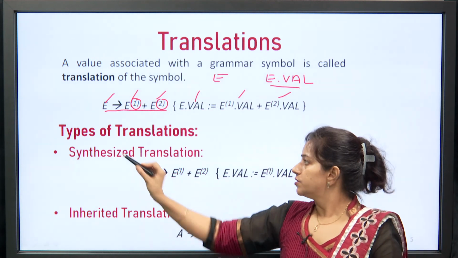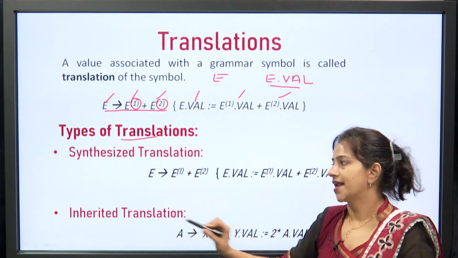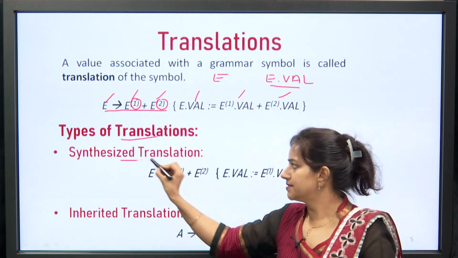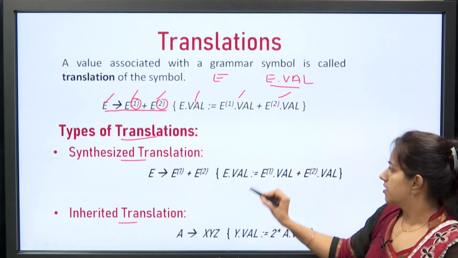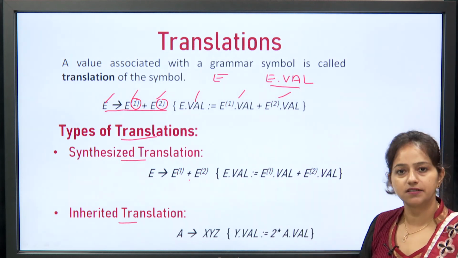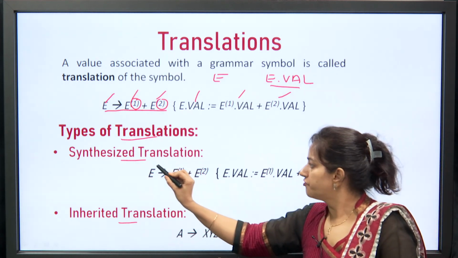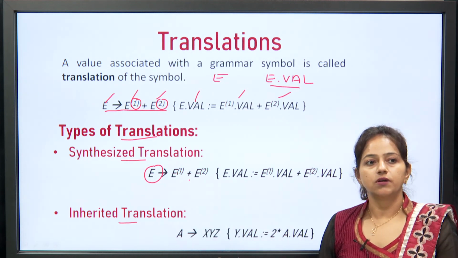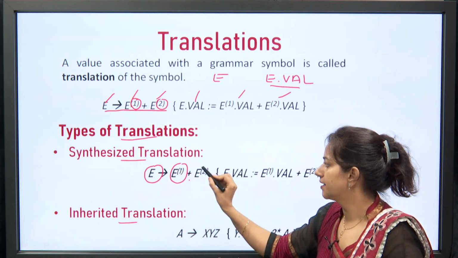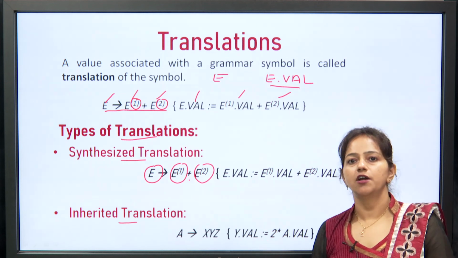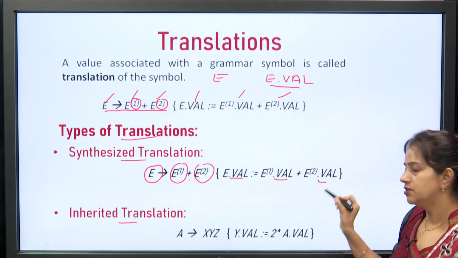Now, next is the types of translation. There are two types of translations. First is synthesized translation, second is inherited translation. The same equation, same production and same action is written here. In synthesized translation, the translation of a non-terminal that is on the left hand side of the production is defined in terms of the translation of non-terminals that are on the right hand side of the grammar. For example, E dot val is equal to E1 dot val plus E2 dot val.